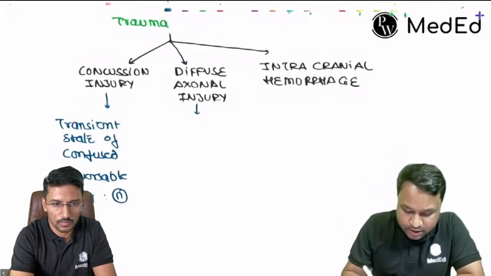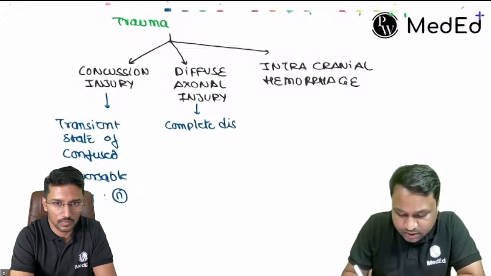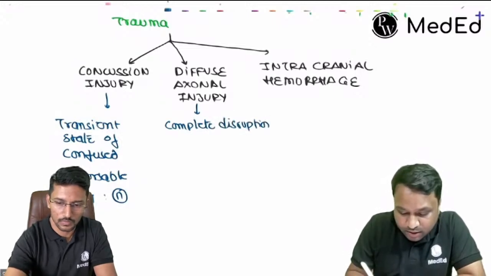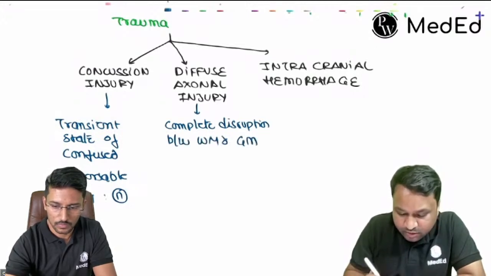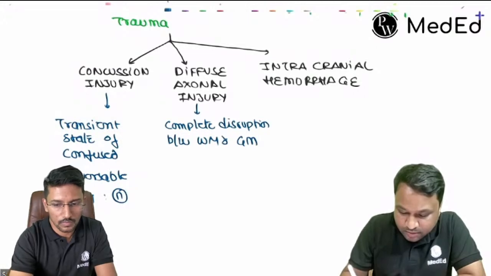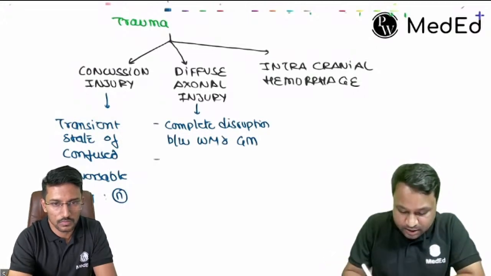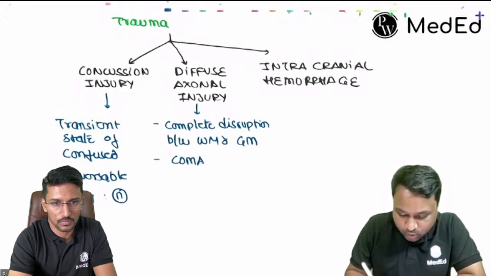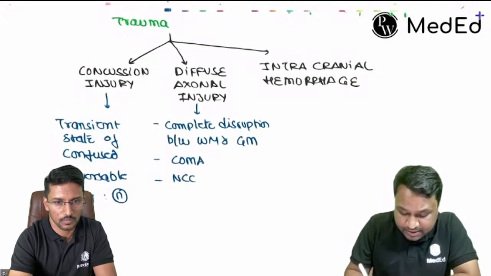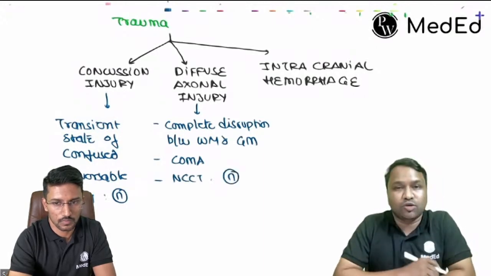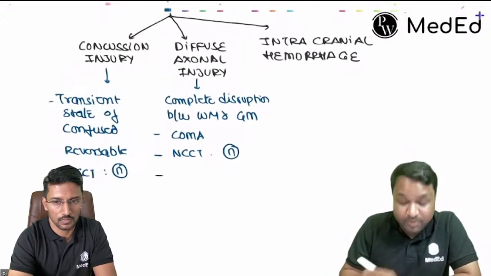Diffuse axonal injury is defined as a complete disruption of axons, the axonal disruption between the white matter and the gray matter of the brain. Here, the patient is going to present to you with coma. Post-trauma, if the patient lands in coma, when I do the NCCT, to my surprise, it comes out normal or with very little focal deficits, which cannot be interpreted with coma.